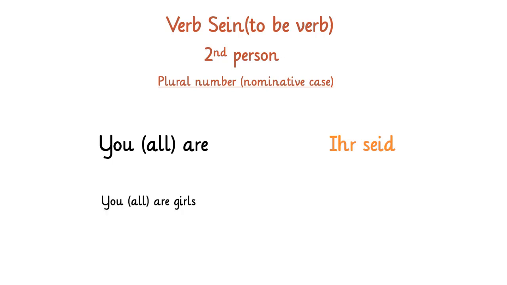For example, we can say, you are girls. In German, we say, ihr seid Mädchen. Here, girls means Mädchen, which is in plural form. And the next example is, you are boys. In German, ihr seid Jungs. That's the end of second person.